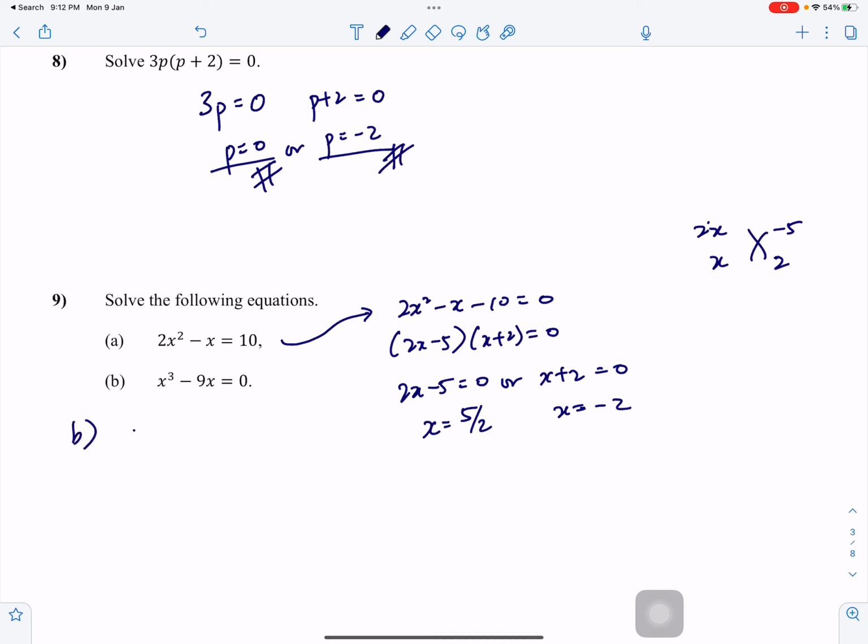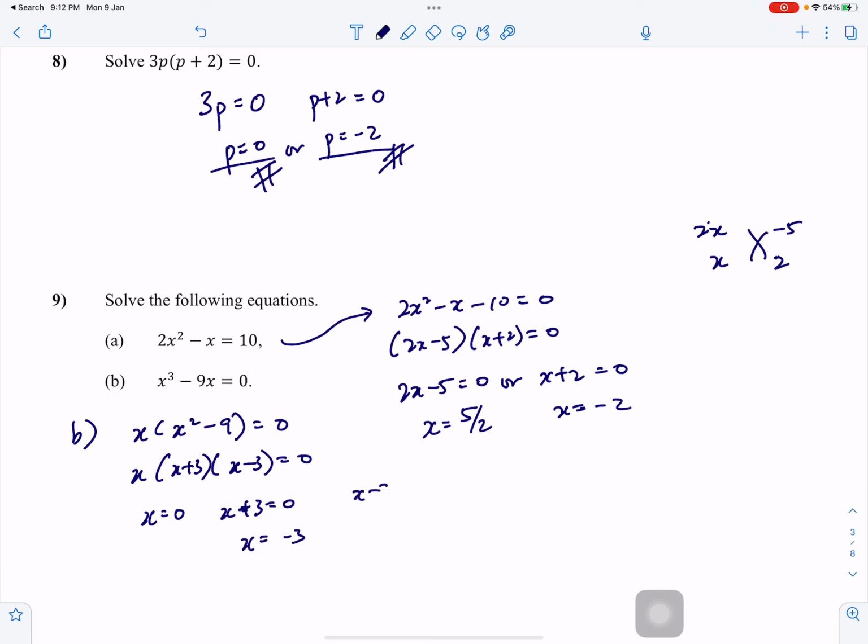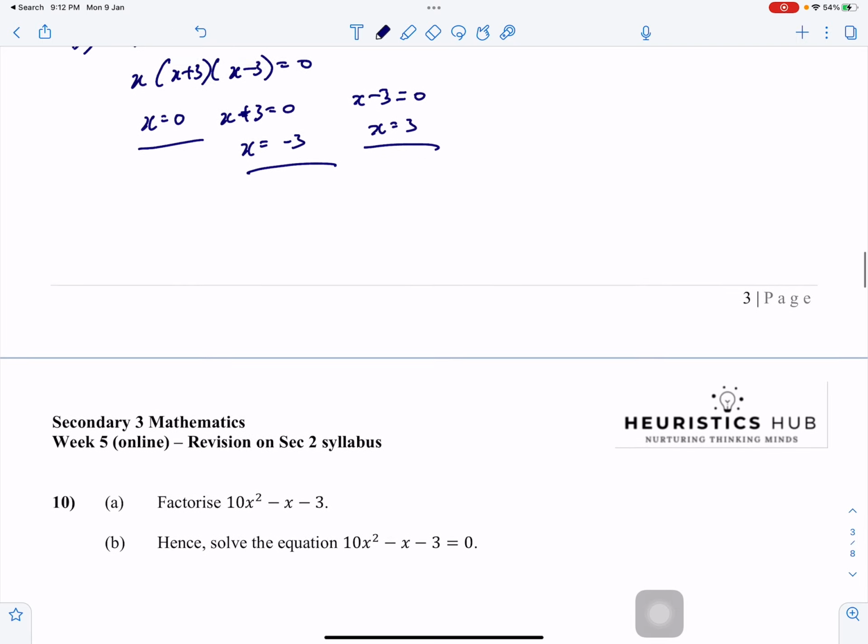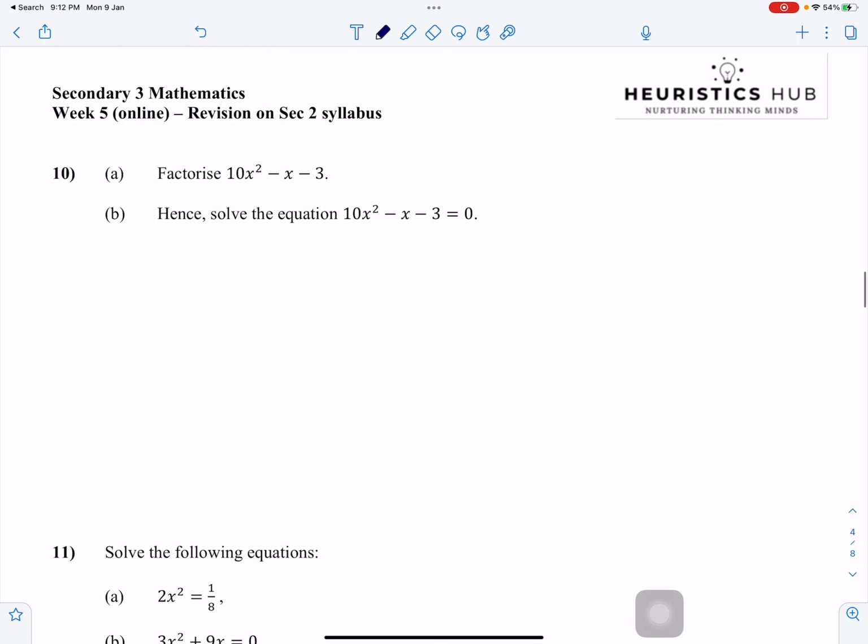Part B itself, take out the x inside here, and you have got x plus 3, x minus 3 equals 0. So x equals 0, x plus 3 is equals to 0, x equals to minus 3, x minus 3 equals to 0, x equals to 3. Okay, all right, there you go. That's question number 9D. Question number 10. Question number 10 itself, you can use factorization by doing this.